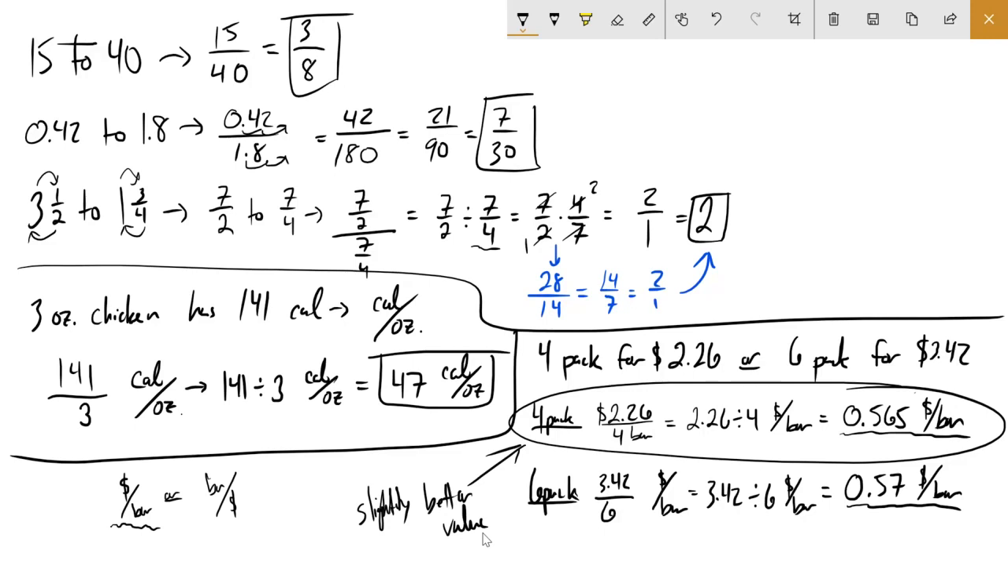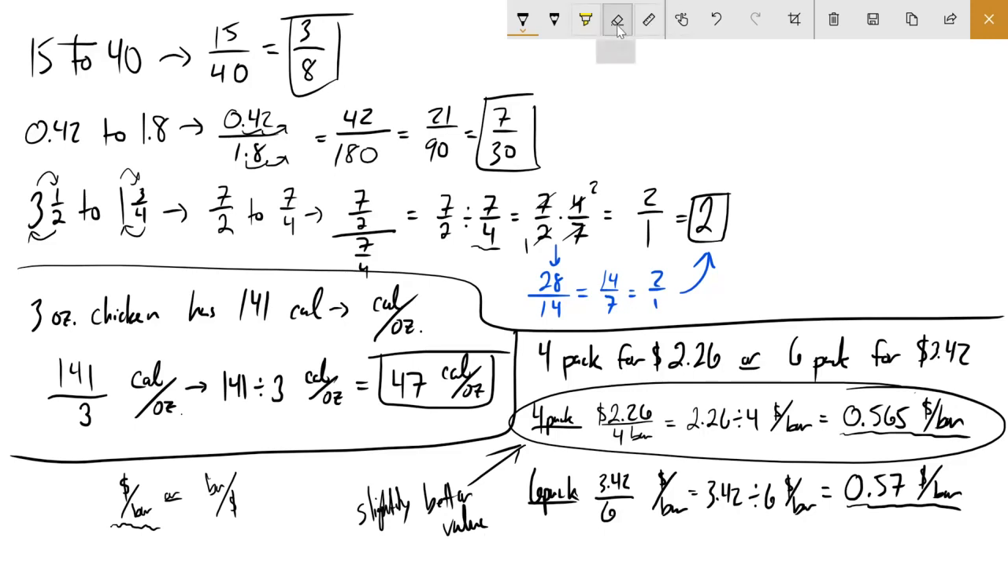All right, any questions about that? Everyone feel okay about that? Not too bad. The other practice one I gave you on there was very similar. It's just dealing with dollars and ounces rather than dollars per bar.